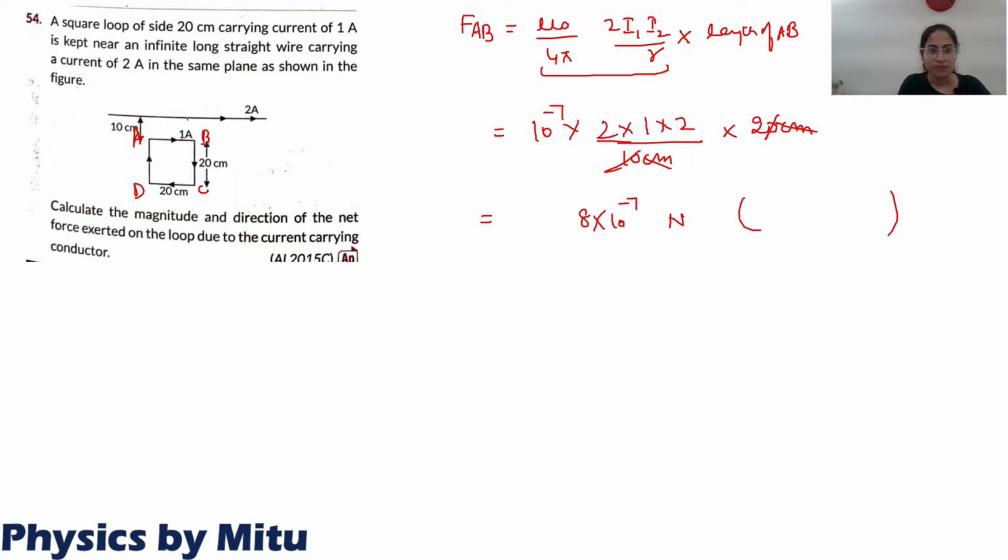Now what is the direction? It is attractive. When two wires carry the same current and are kept close to each other, the force is attractive. So this is attractive in nature.